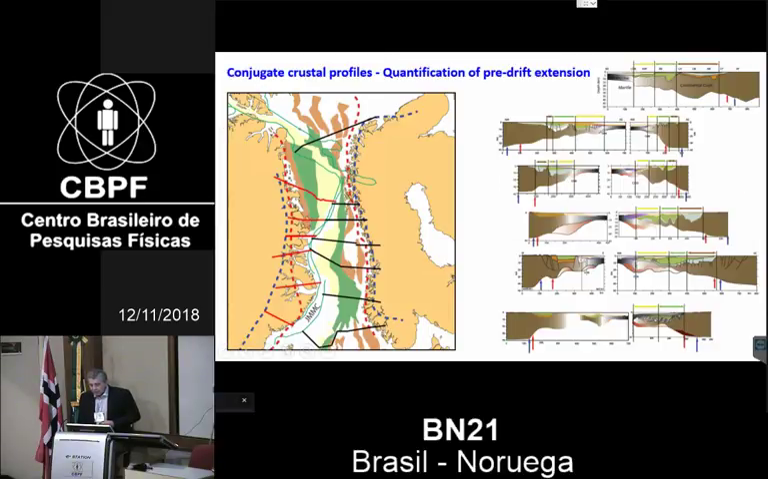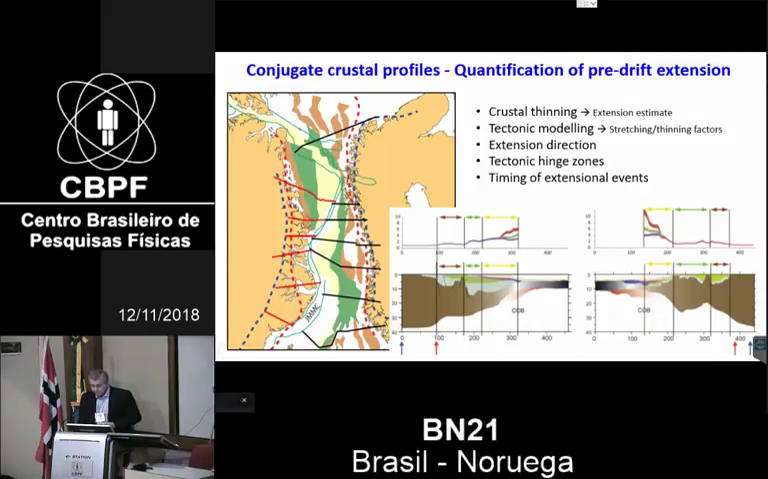So what we are aiming at now with the database we have at hand in the Northeast Atlantic is to put together a number of conjugate crustal transects with the Norwegian side on the right-hand side here, the Greenland side. So we have removed the oceanic part, and we look at the geometry of crustal thinning. How can we estimate the amount of extension?